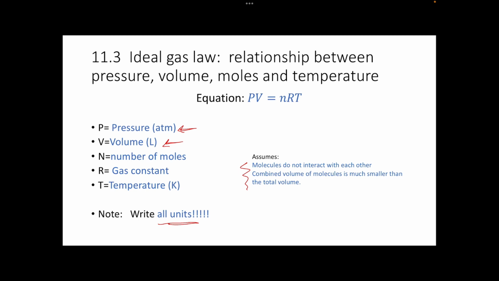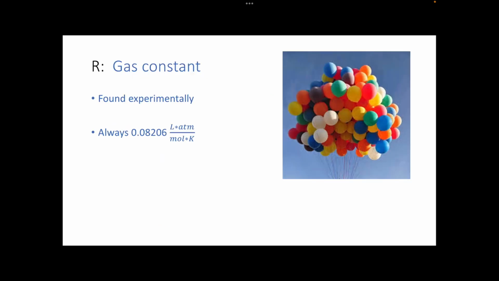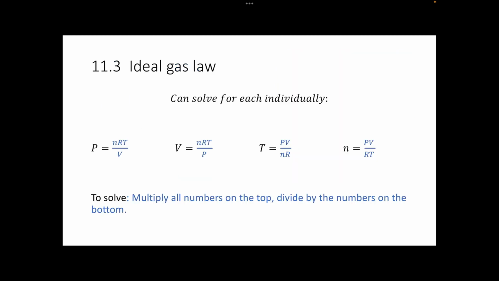Once again, the ideal gas law, PV equals nRT. R is the gas constant, and this is found experimentally, and it will always be 0.08206, or you can use, if you would like, 0.0821 liters atmosphere per mole Kelvin. The units are the way they are just so that they cancel with the rest of the variables in the equation.